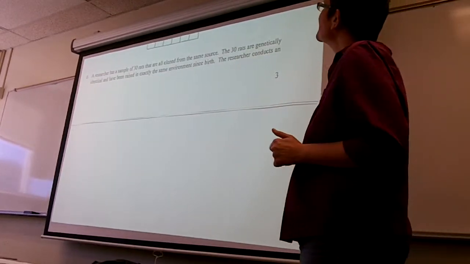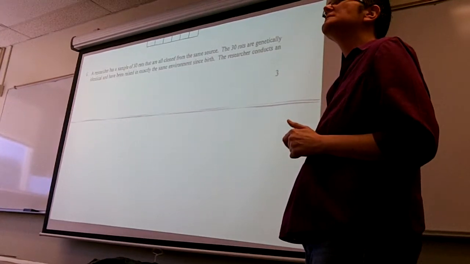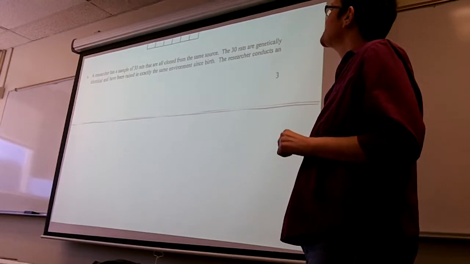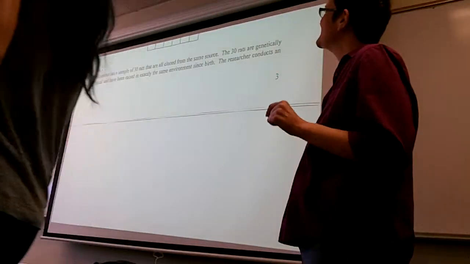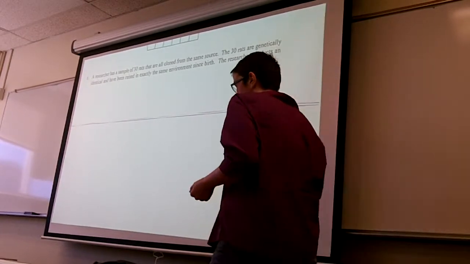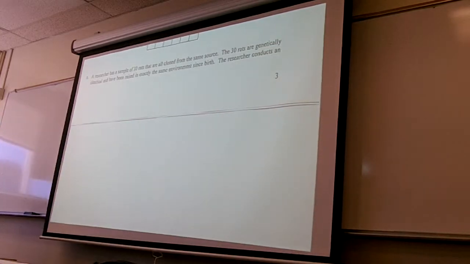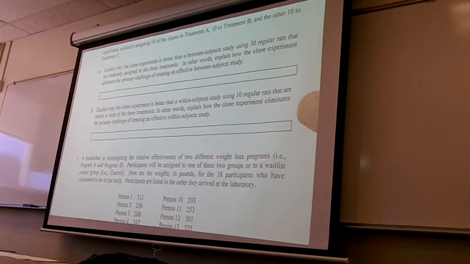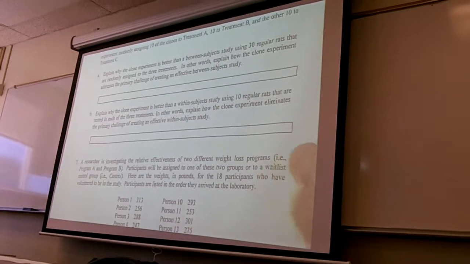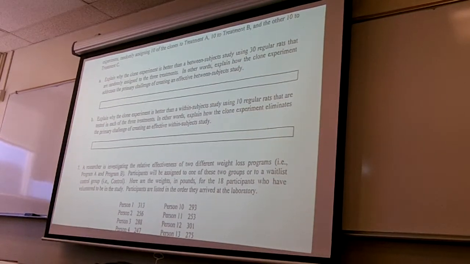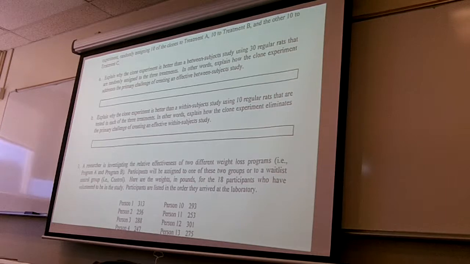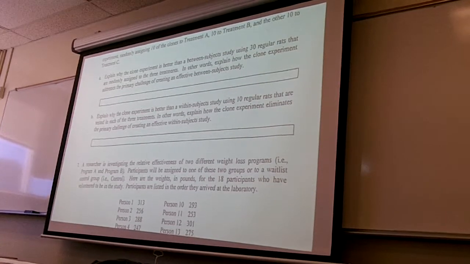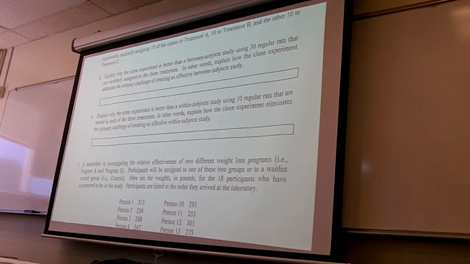Okay. A researcher has a sample of 30 rats that are all cloned from the same source. The 30 rats are genetically identical and have been raised in exactly the same environment since birth. Okay? We good with that picture so far? Okay, 30 rats. The researcher conducts an experiment, randomly assigning 10 of the clones to treatment A, 10 to treatment B, and the other 10 to treatment C. Okay? This is our situation. 30 rats. They're all clones, so they're all genetically identical, and they've all been raised in exactly the same environment.